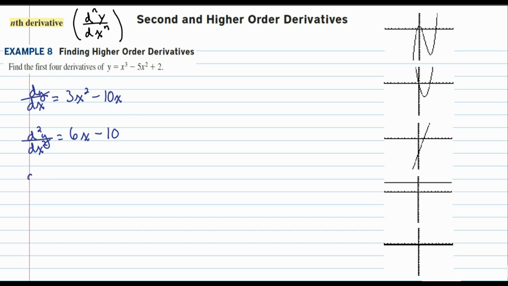The third derivative, which we still say as third derivative, but it's written like that, is going to be, let's see, 6x, the derivative, that's x to the first, so 1 times 6 is 6, x to the 1 minus 1 is now 0, and the derivative of 10 is 0, so that's it, it's just the constant 6. And then the fourth derivative, the derivative of a constant is 0.